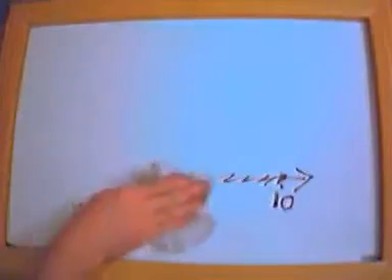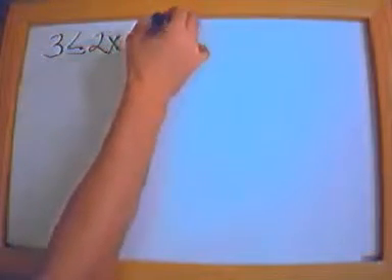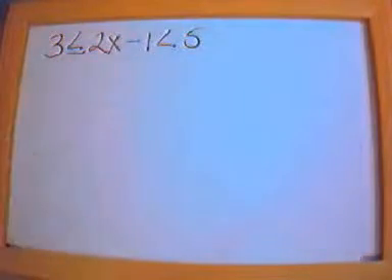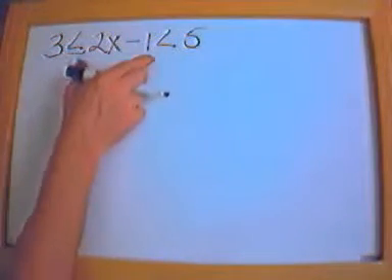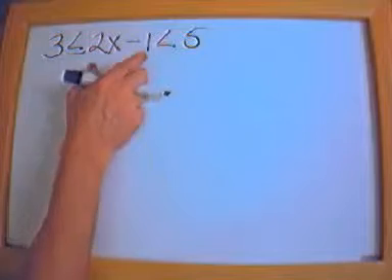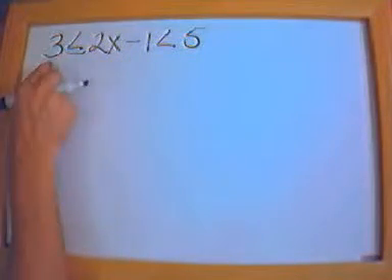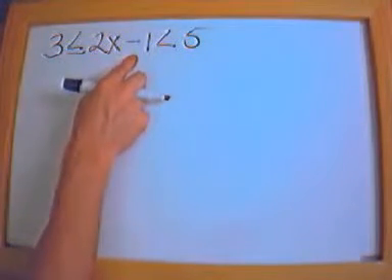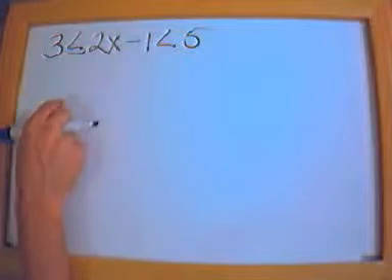I have 2 more problems, and we're going to call this section done. What if I have 3 less than or equal to 2x minus 1 less than 5? I want to get the x by itself. First step is I got to get rid of the 1. I'm going to add 1 to everywhere because I'm doing the opposite of the subtraction. That's going to get rid of 1 for me.